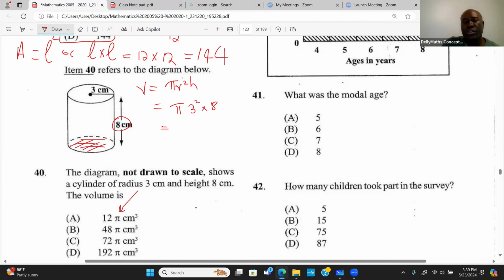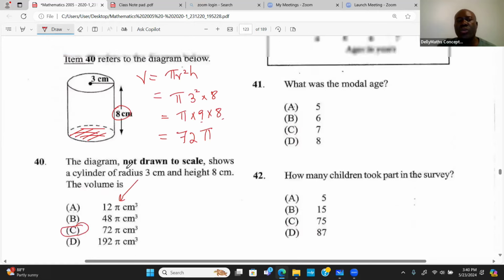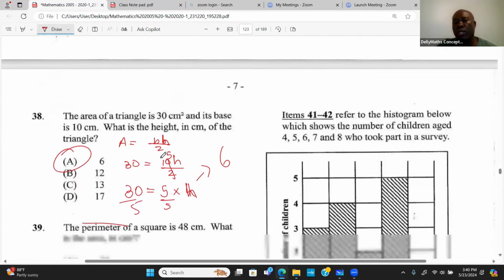So let's continue. We're looking at pi times 9 times 8, and 9 times 8 is 72. Leave it with pi. I'm looking for that. My answer is C. So we're applying ourselves to the question to see how much we know. And as we go, 41.